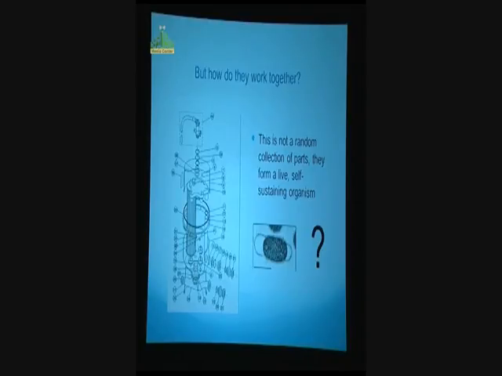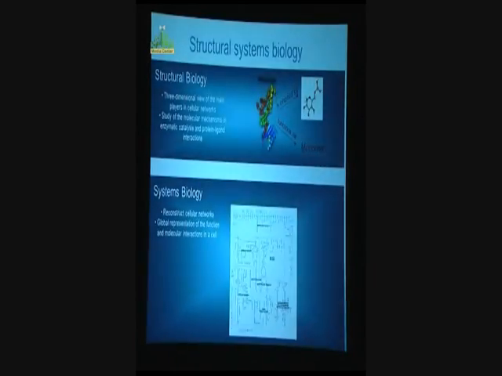We thought that this is not a random collection of parts, they form a self-sustaining organism, so that the context would also help us to understand structures. In this sense, we believe that when we combine structures and network models, it would help us to understand both. So this is what we came up with, this funny name, structural systems biology, and we started to see if we can implement it on a model system.